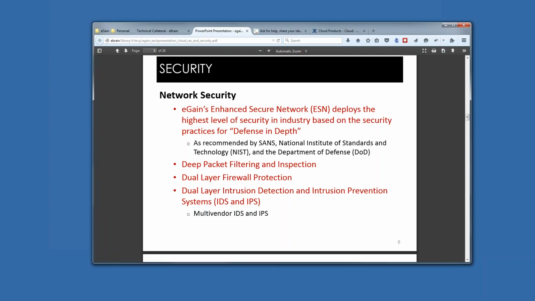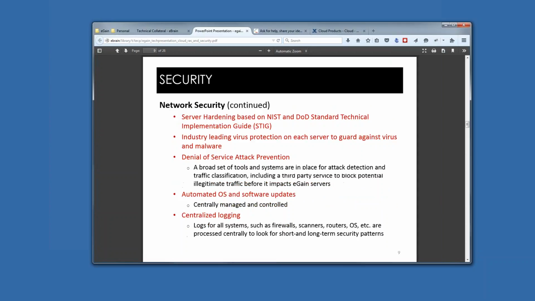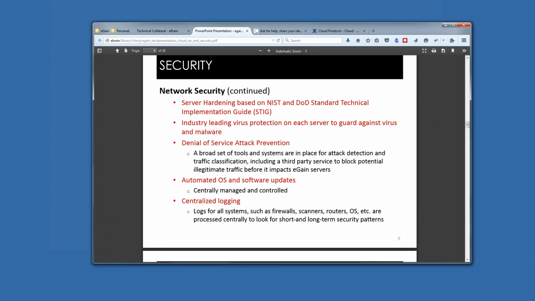We do all the industry standard stuff on virus protection and DDoS and IDS, IPS, filtering traffic when it comes in to make sure there's nothing malicious. So we do all the right stuff, right? We base our standards on NIST and DoD standards, which is pretty much the industry standard for most of the compliance pieces, which is the reason we can offer HIPAA and PCI and all those things.